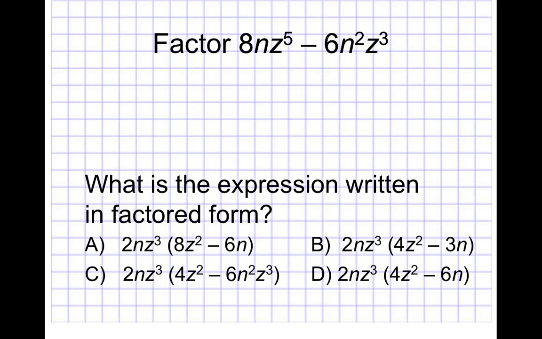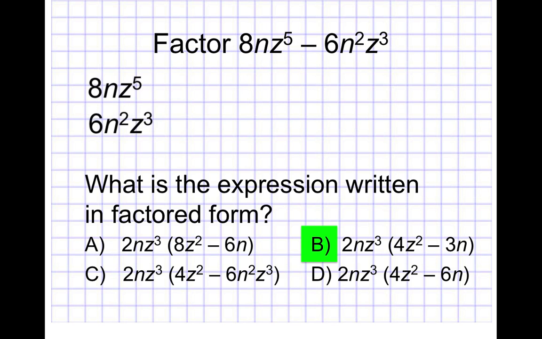Try this one all by yourself. Factor 8nz to the fifth minus 6n squared z to the third. The equivalent expression is choice B.